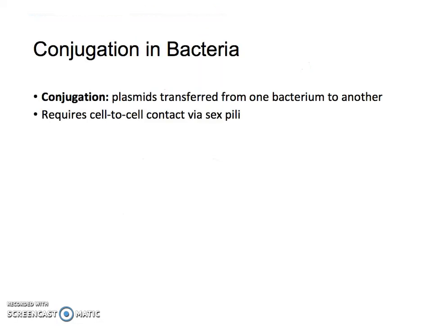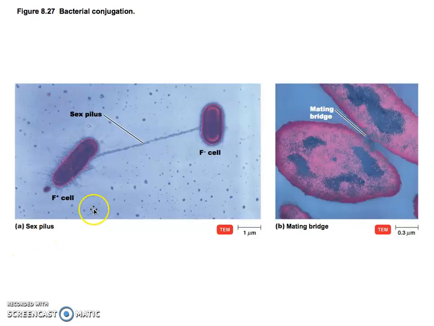Conjugation is basically plasmids transferred from one bacterium to another, requiring cell-to-cell contact via a sex pilus. So here you have an F+ cell. That means it has the sex pilus plasmid with whatever genes it has on it, and it shoots the pilus all the way to the F- cell, which means it doesn't have it. Well, an unraveled piece of DNA is going to travel along that pilus and then go inside this cell here, and that will turn it from F negative to F positive.